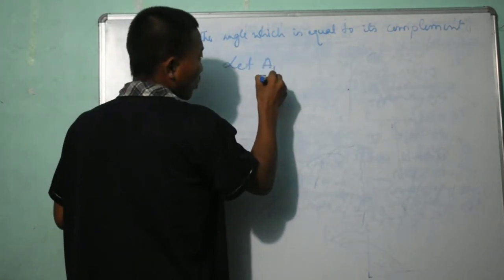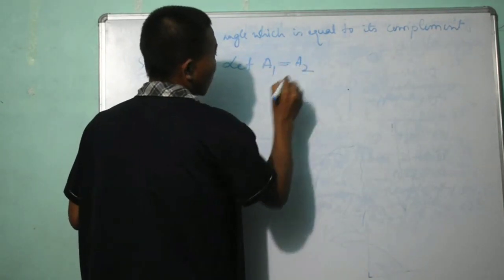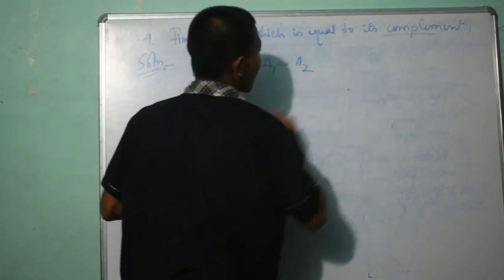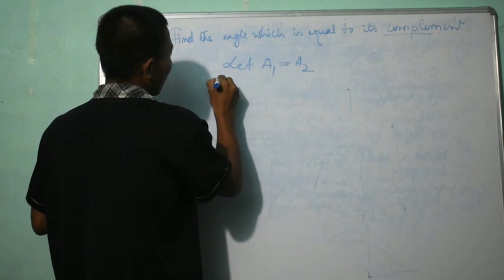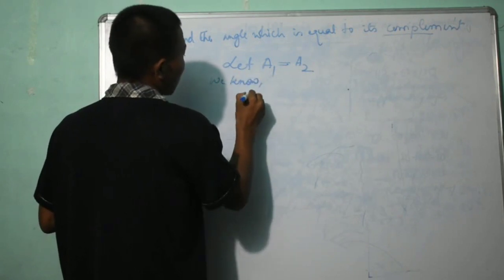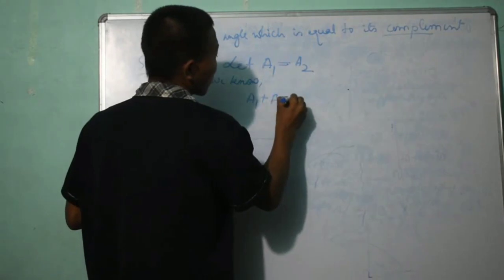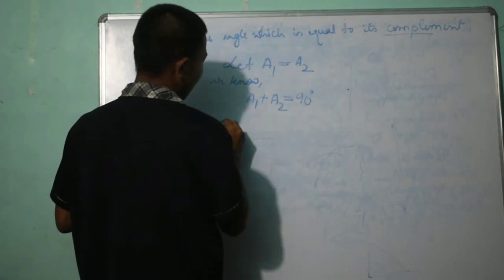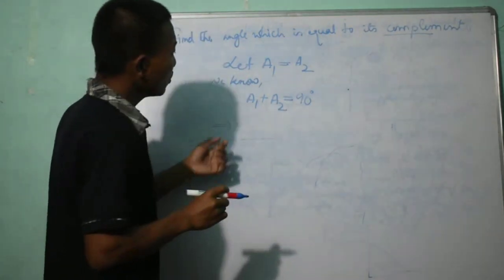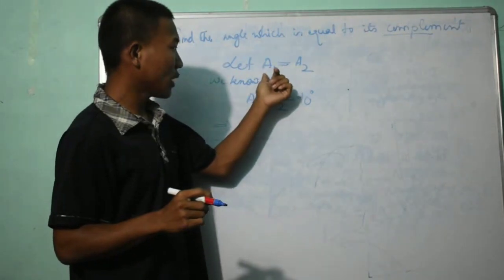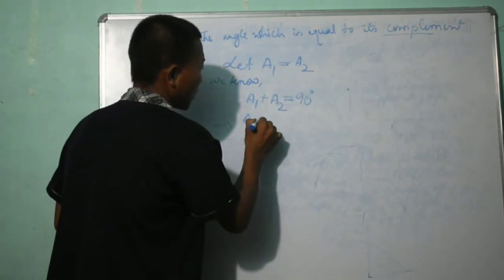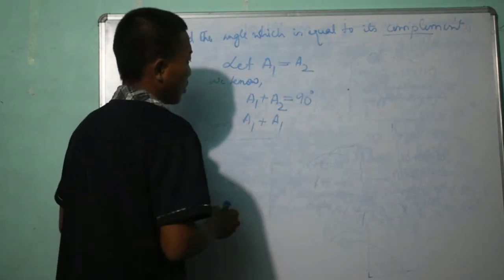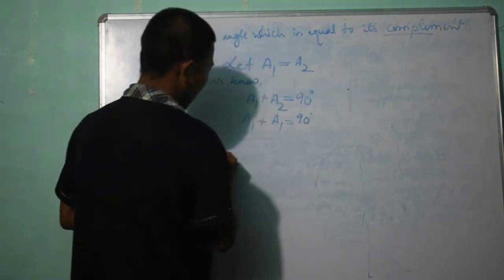So now let us write solution. Let the known angle is equal to the unknown angle, A1 equal to A2. And for complementary angles, we know that A1 plus A2, two angles will be added up, and then they will give 90 degree. Since A2 is equal to A1, we can write A1 plus A1 equal to 90 degree.